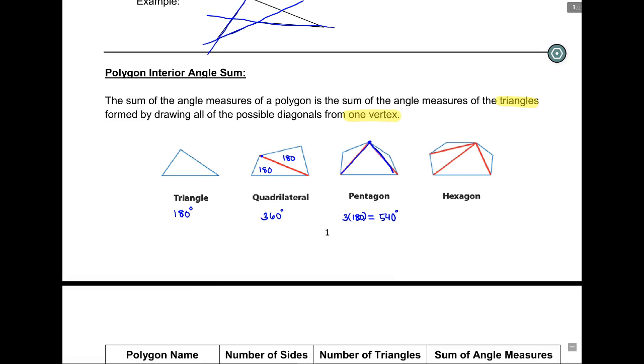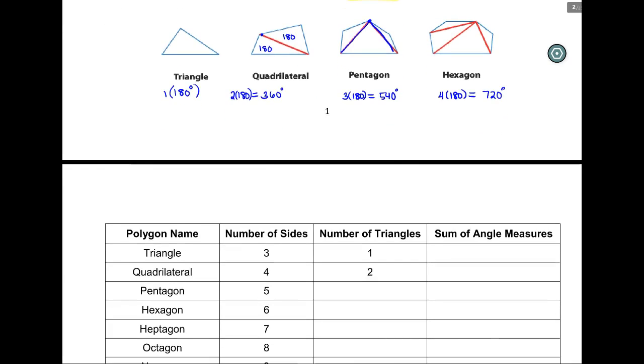So now we have a hexagon. There are 1, 2, 3, 4 triangles. So 4 times 180 is 720. So a hexagon adds up to 720. So basically, we could actually see a pattern here. For a triangle, of course, it's 1 times 180. For quadrilateral, it was 2 times 180. Pentagon 3, hexagon 4. So we can follow in that same pattern. So let's look at the next page.